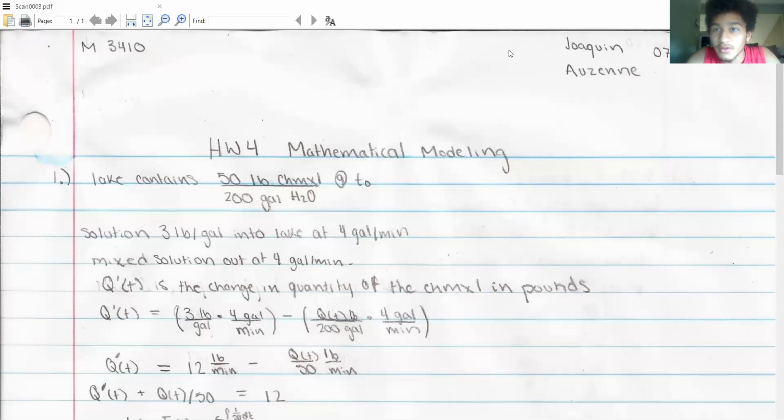With this equation, first we want to define our variables. So we know we're going to be defining this with time. Okay, so we'll use t as our variable for time. Then we have the quantity of chemical in the lake. So I'll define that as Q with respect to t. Okay, and then we know that initially at t equals 0, there is 50 pounds of chemical in the lake.